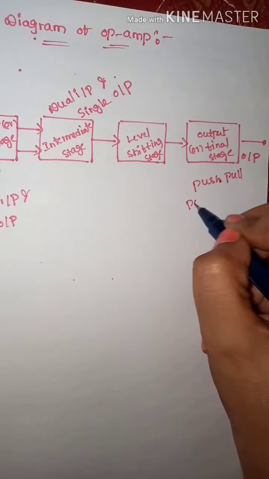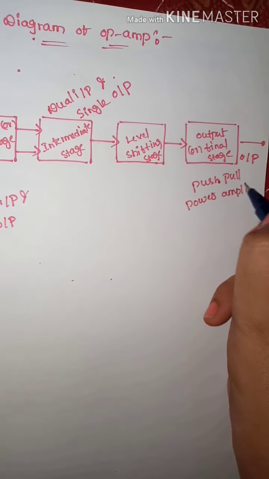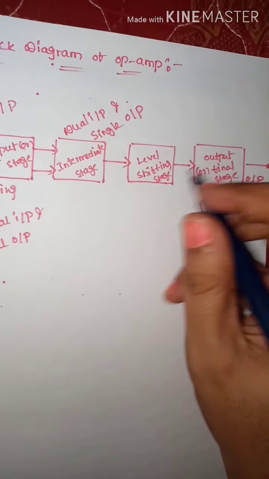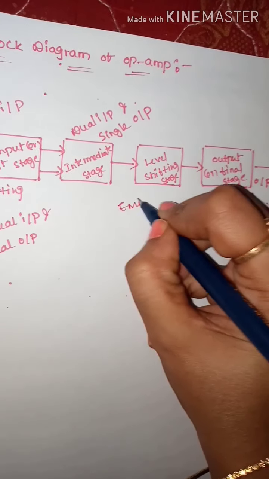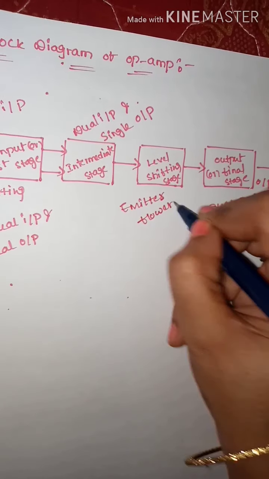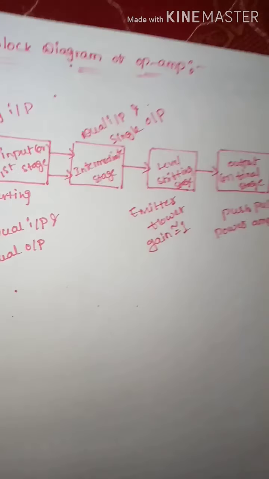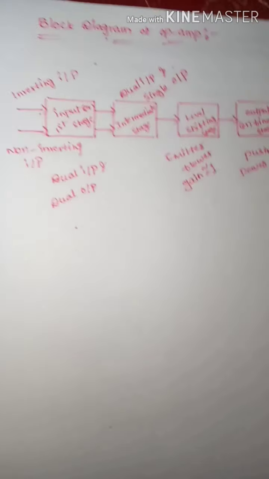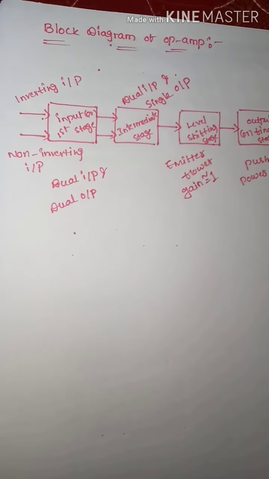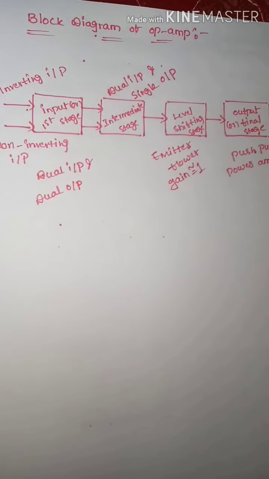Push-pull amplifier. So, emitter follower. Here the gain equals 1. This is all about the introduction to operational amplifier and its block diagram explanation.